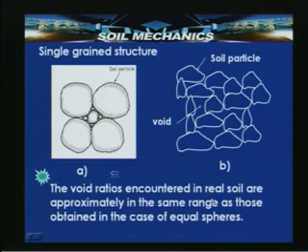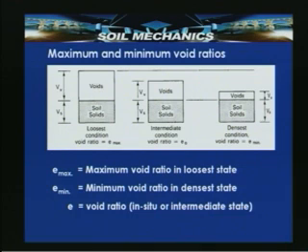So, the void ratios encountered in real soil are approximately in the same range as those obtained in the case of equal spheres. One case represents the densest possible state, the other represents the loosest possible state. Let us look further into deductions from these maximum and minimum void ratios. We said that the densest possible packing of soil grains yields minimum void ratio, and the loosest possible packing yields maximum void ratio.